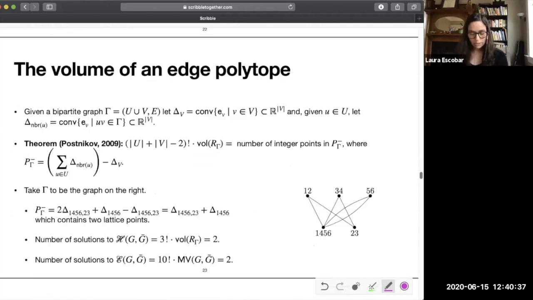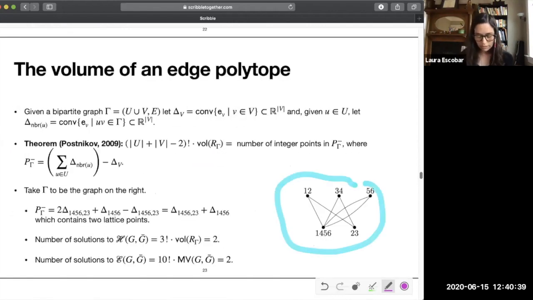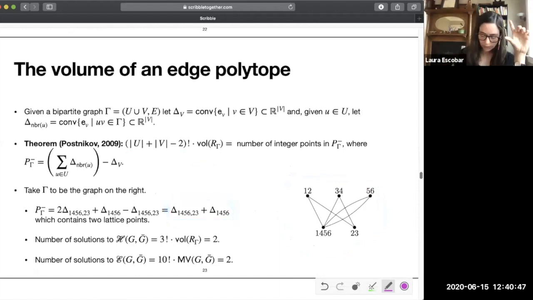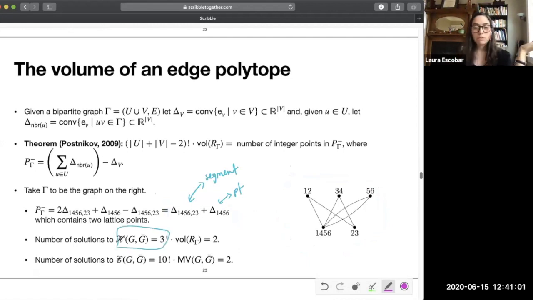So in our example, we have this graph, and the edge polytope is just the sum of this part, which is a line segment, and this, which is a point. So it's a translation of a line segment that only has 2 lattice points. That tells us that the number of solutions to this system of equations is equal to 3 factorial times the volume of our edge polytope, which is 2. So again, we translated finding the number of solutions to a system of equations into counting the number of integer points.